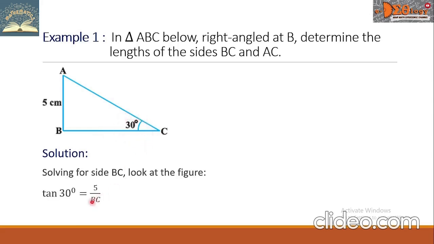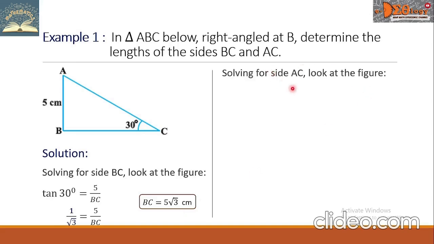So we write tangent 30 degrees equals 5 over the side BC. The tangent 30 degrees is equal to 1 over square root of 3. Then we cross multiply to get the value of BC. So that will be BC equals 5 square root of 3. The unit of measurement is centimeter.